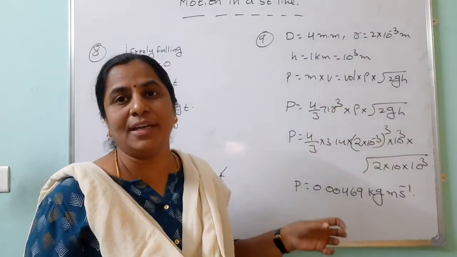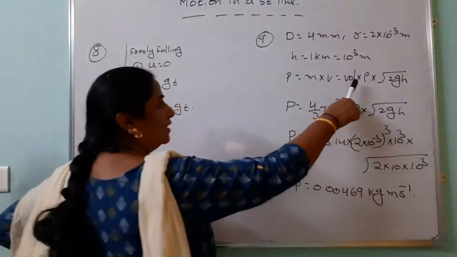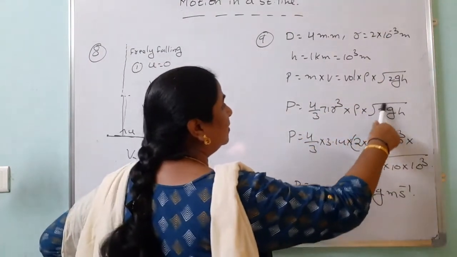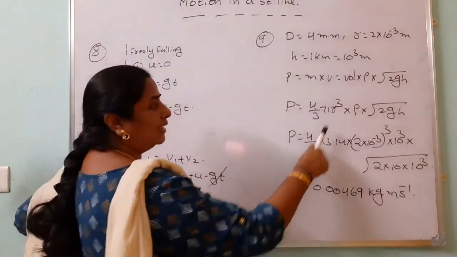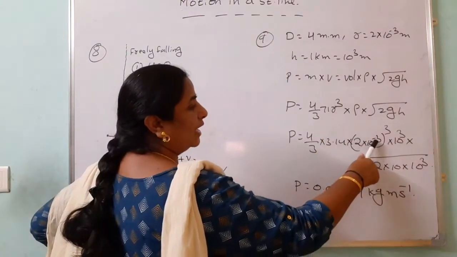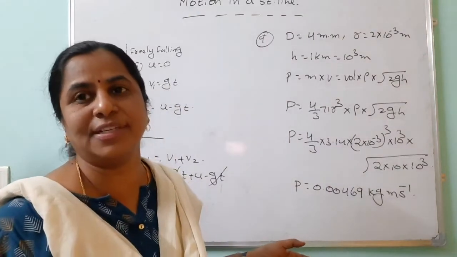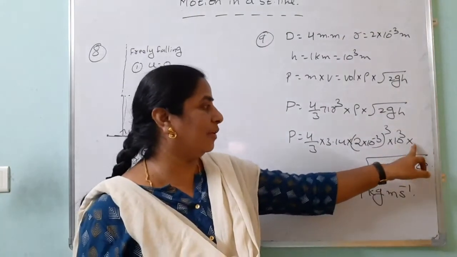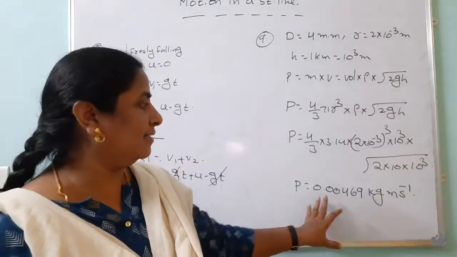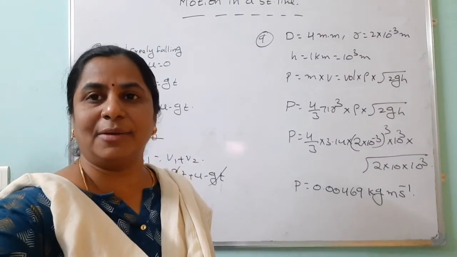For a freely falling body, how much velocity will it reach the ground with? Under root 2gh. See, it is having the spherical shape, means 4/3 pi r cube into density into under root 2gh. So 4/3 into pi, 3.14, into r cube, means 2 into 10 power minus 3 whole cube. Density of water they won't give. We should remember that it is 1000 kg per meter cube. So 10 to the power of 3 into under root 2 into 10 power 3. After simplification, this is the momentum of the raindrop. Like that we should find out the momentum of the raindrop.